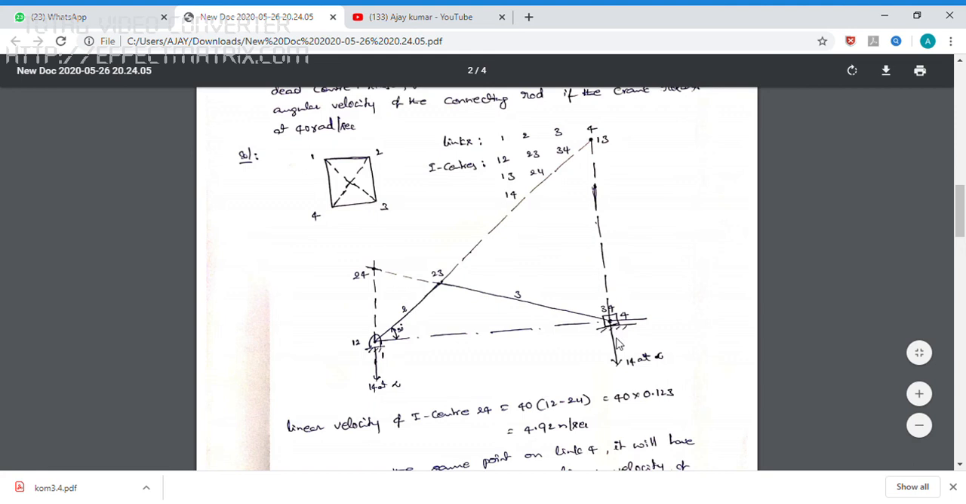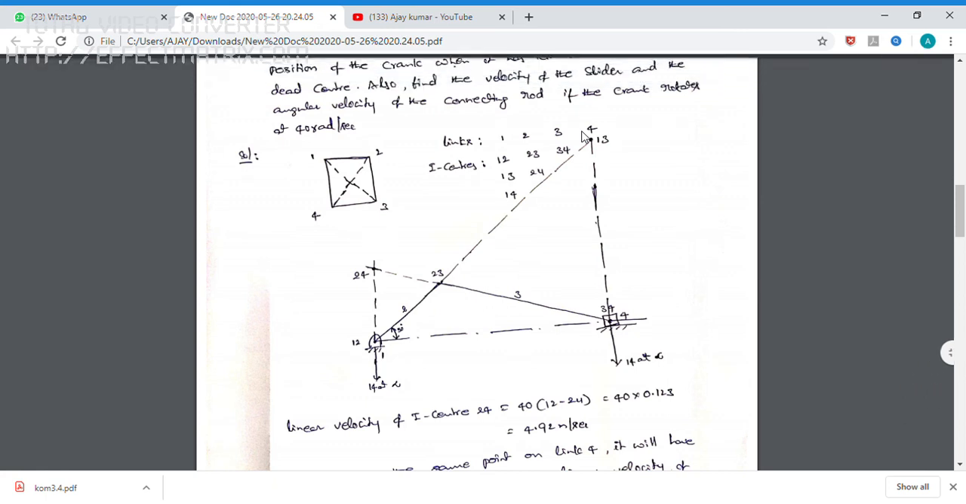1 4 is here. This is the 1 4 instantaneous center line, at infinite distance. 3 4 is this one. So I extended this particular one with a dashed line. Next, the other triangle is the 1 2 and 2 3. 1 2 instantaneous center is this one. 2 3 is this one. Next, you extend that particular one.